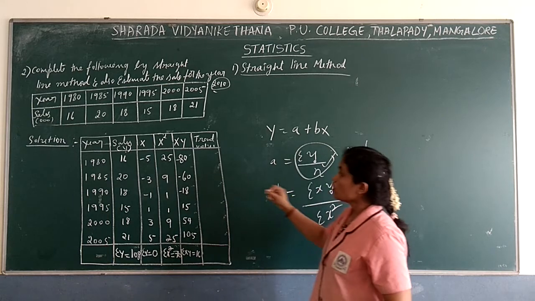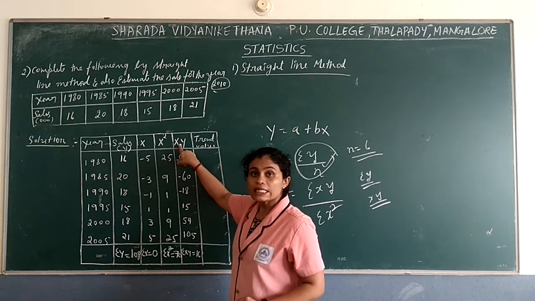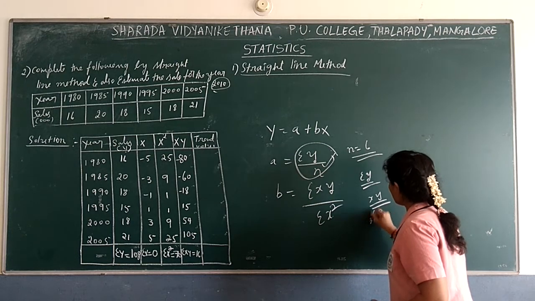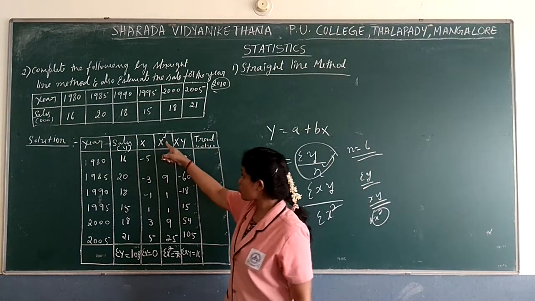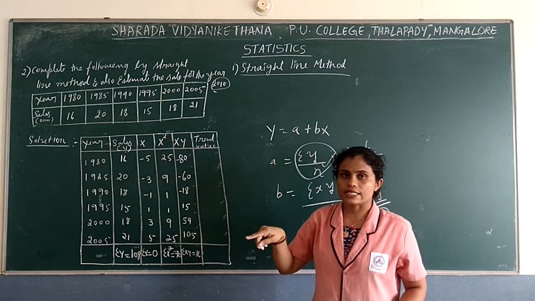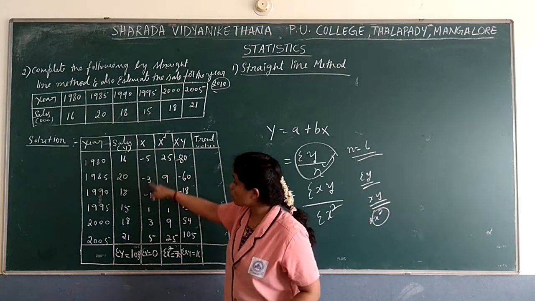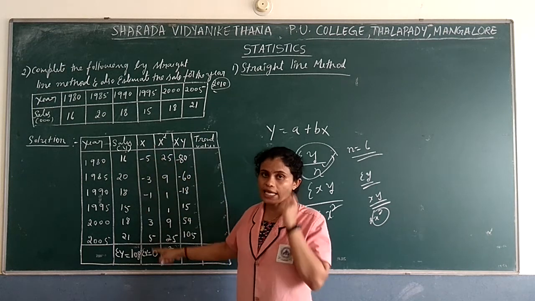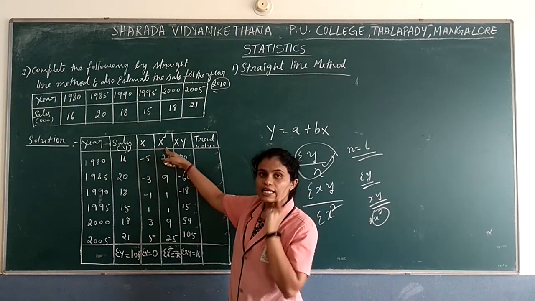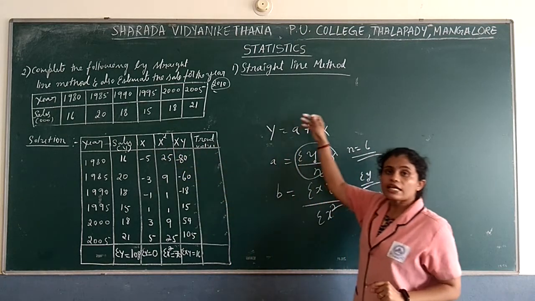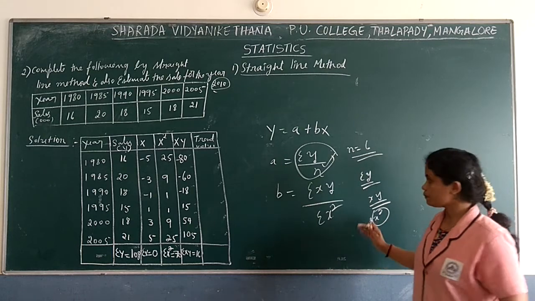So you will get to know you need to prepare the columns like x, y. Then x square is there, so you have to prepare x square, one more column. But in order to get x square, you require the x. So before that, you have to prepare one more column, that is x. So firstly we go with x, then we require x square, then xy. And this trend value we get when we solve this equation.